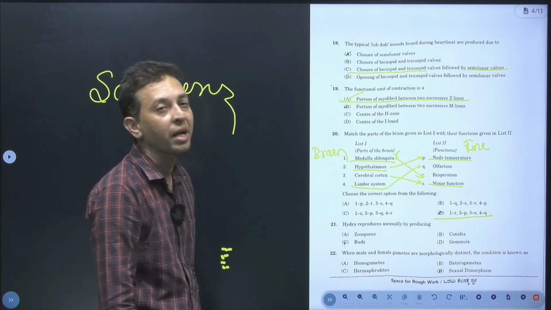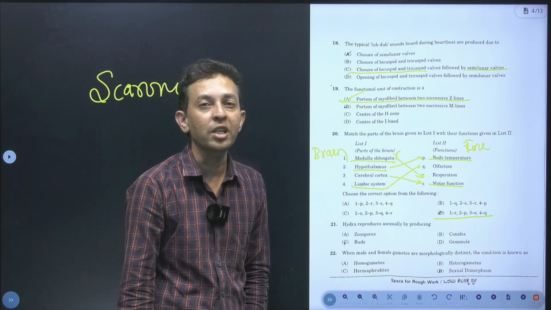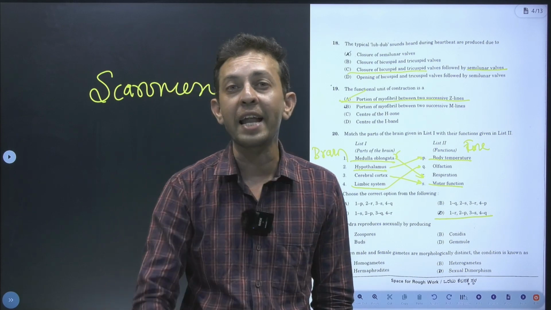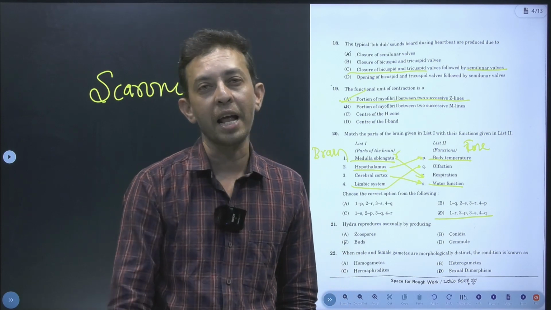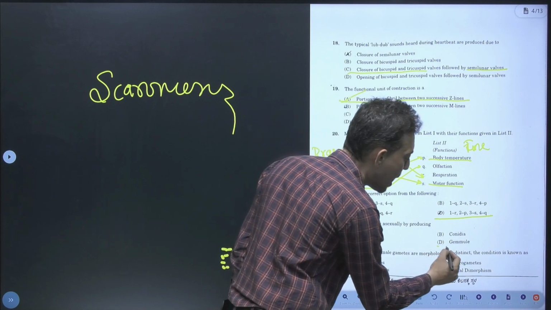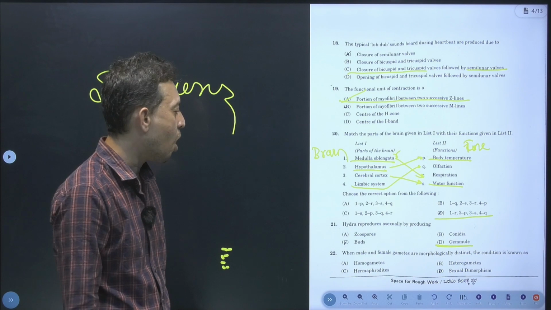The next one, 20th question: Hydra reproduces asexually by producing. Students, it's a very direct question, easily we can guess, right? So Hydra reproduces asexually by producing gemmules, that is option D.